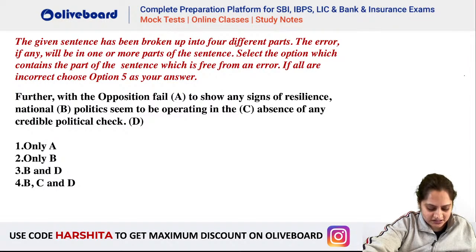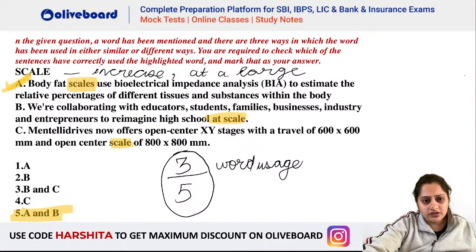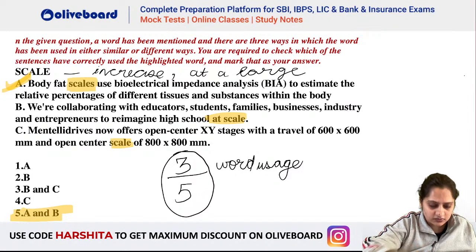Acha, what will come in the last C? I don't know. Maybe some measurement unit. I think Manjeet will be able to tell us that. Where are you, Manjeet? Mentally drivers now offers open center stages with a travel of 600 into 600 mm and open center dash of, so something related to that travel.